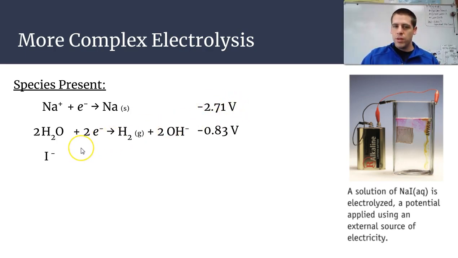And then the iodide, would it be oxidized or reduced? It would have to be getting oxidized, right? Because it has a minus charge, it's going to lose an electron. Actually, two iodide ions would lose an electron each to form I2 because it's diatomic.